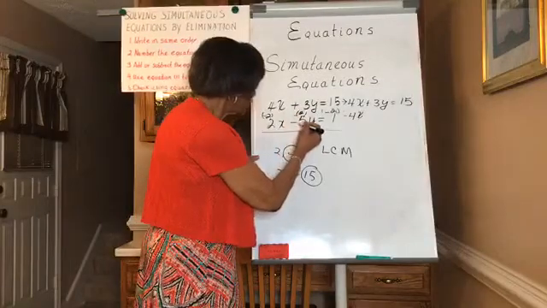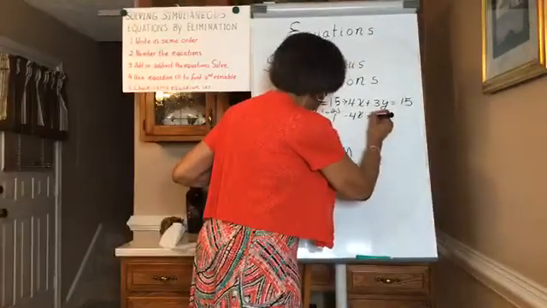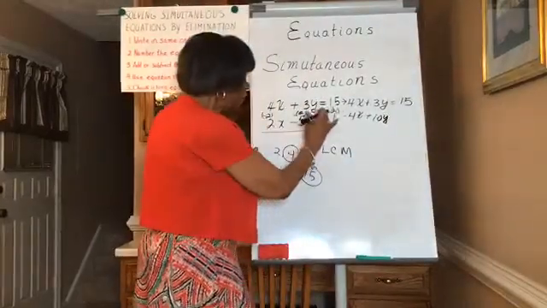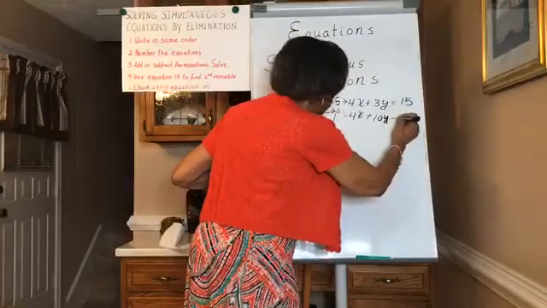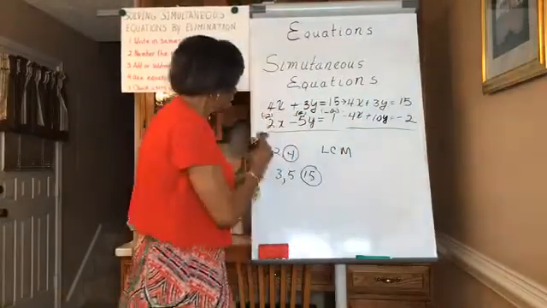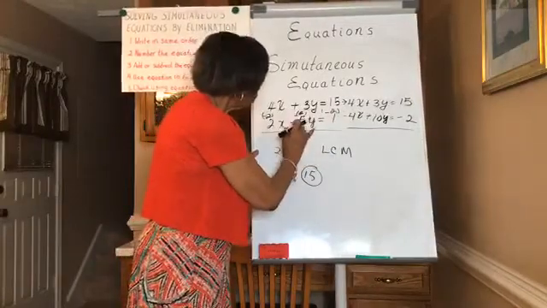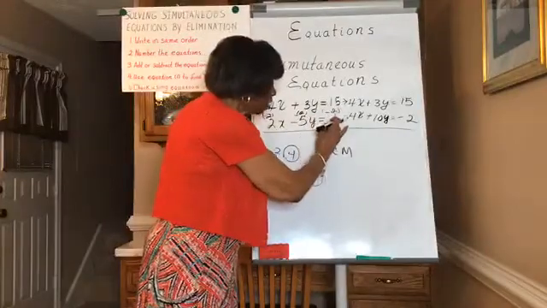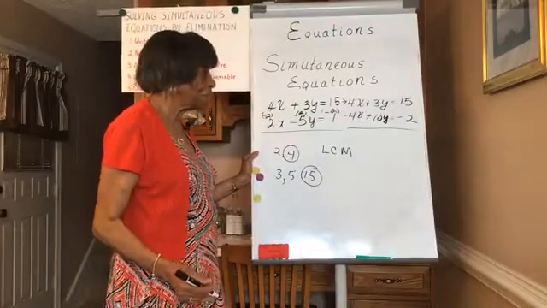-2 times -5 is positive 10y, and -2 times 1 is -2. All right, let's check back through there and see that we did that correctly. -2 times 2 is -4x. -2 times -5 is positive 10. And -2 times positive 1 is -2. Now we can add these and get an answer.